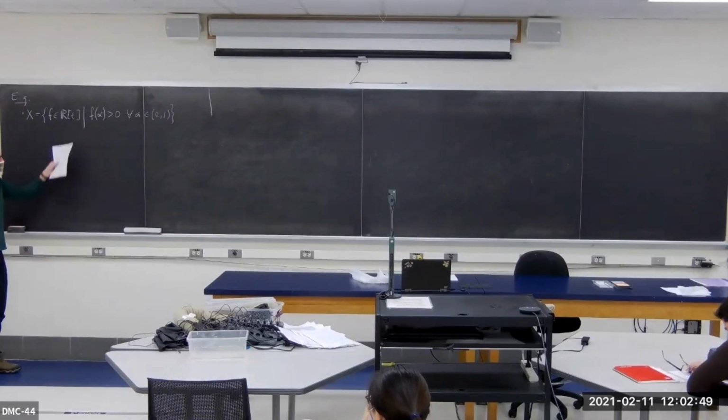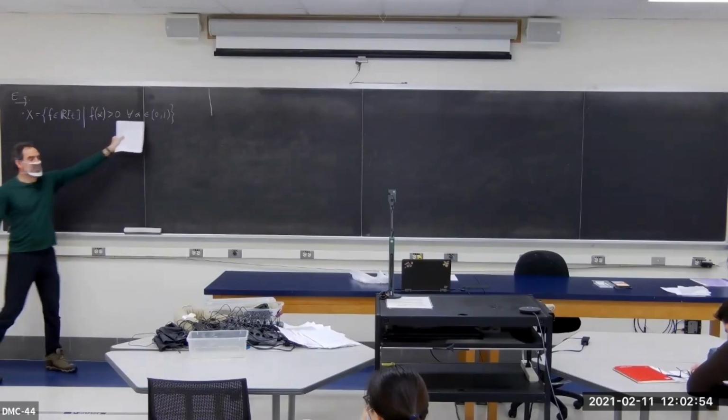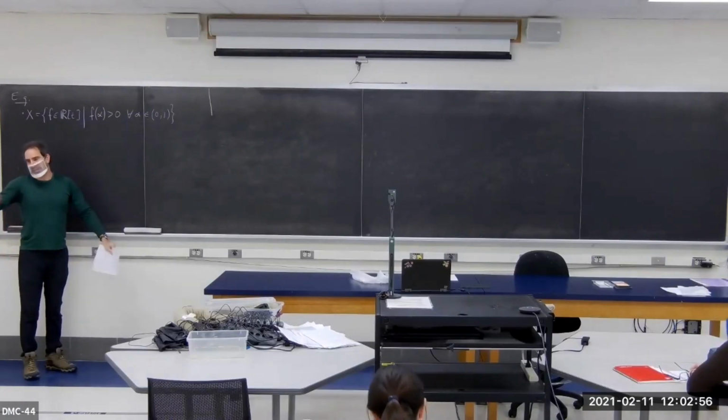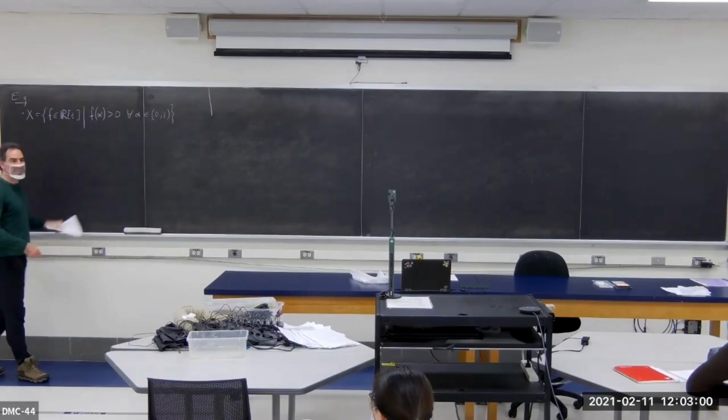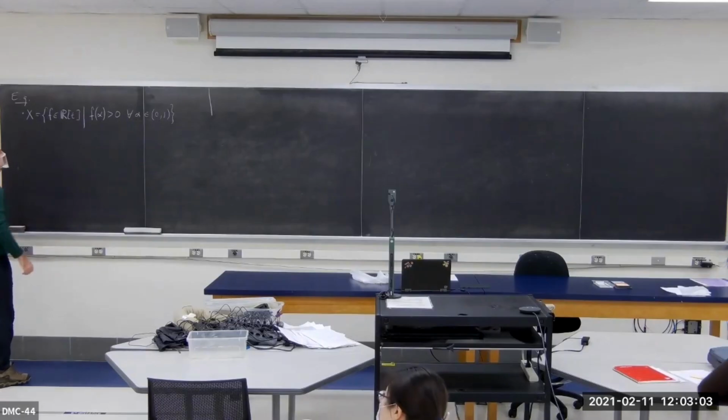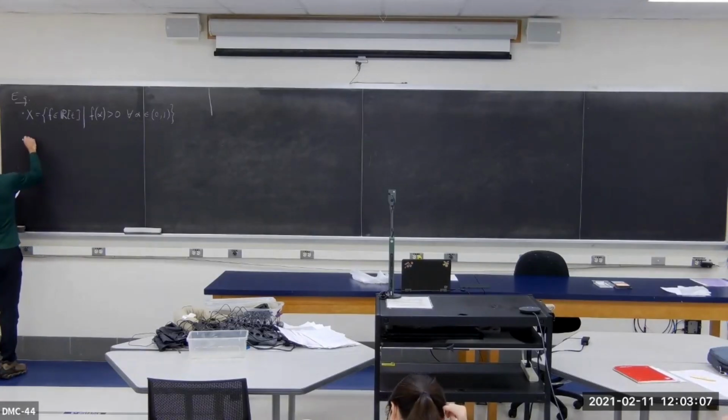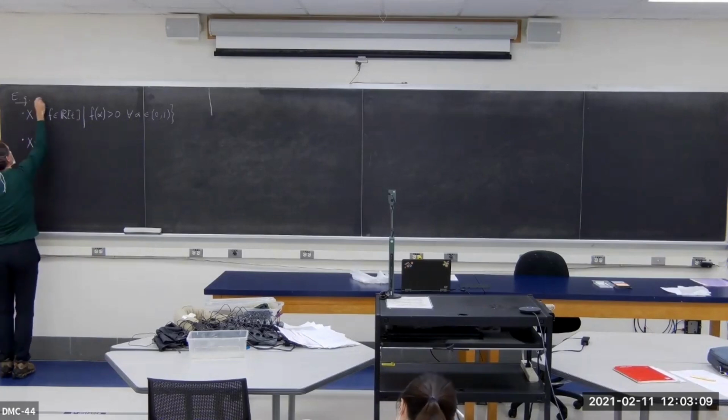So you should check that any convex combination of these things is still positive on the open interval from 0 to 1, because the value is just going to be convex combinations of positive things. So this is a more abstract example of some convex set. And here's another one.